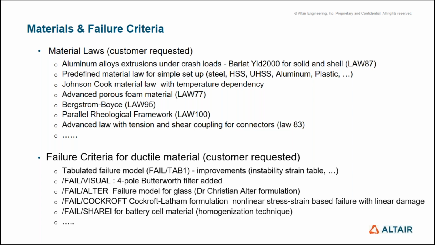For the rubbers or hyperelastic materials, we have various material models like Ogden, Mooney-Rivlin, Neo-Hookean, Arruda-Boyce. All these material models are available, and these are the models basically used for the tire industry as well as bushings. So all these material models are available.